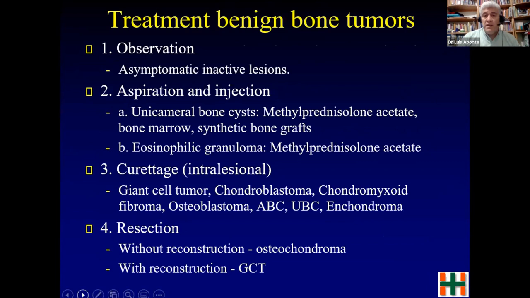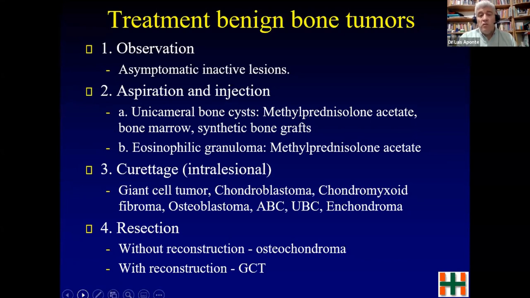So when we speak specifically about benign bone tumors, we can perform observation in inactive lesions, like I showed you, the number one. In some cases, you could perform aspiration and injection, like the UBC. You can put corticoids, bone marrow, synthetic bone graft, but really the corticoid, the methylprednisolone, really works in the UBC. I'm going to show you some cases. And in the eosinophilic granuloma or Langerhans histiocytosis, the injection of corticoid or just the biopsy could produce the healing of the lesion.